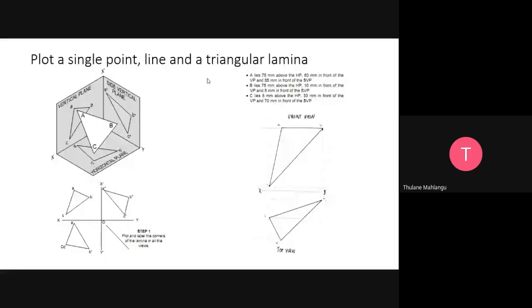Looking at the coordinates of the triangular lamina, it has 3 points, which are A, B, C. It's a triangle, so it has 3 points. So it means every point there has 3 coordinates. Looking at point A, they say A lies 75 millimeters above HP, 60 millimeters in front of VP, 55 millimeters in front of the side vertical plane. So each point must have 3 coordinates.